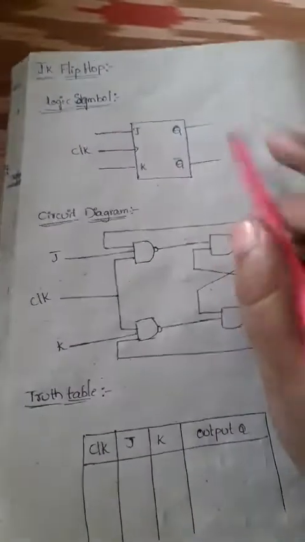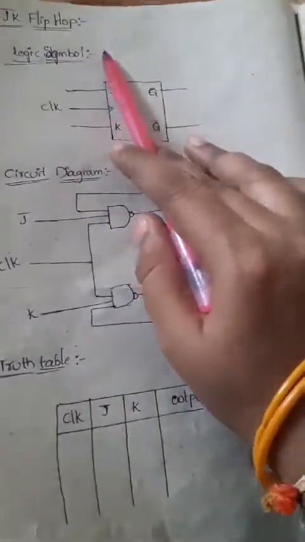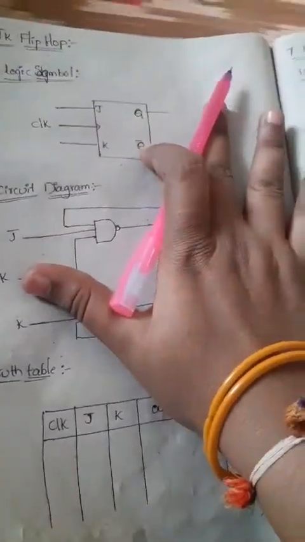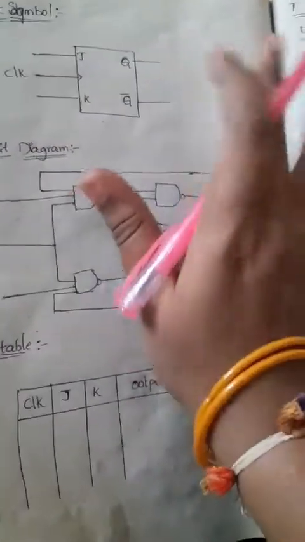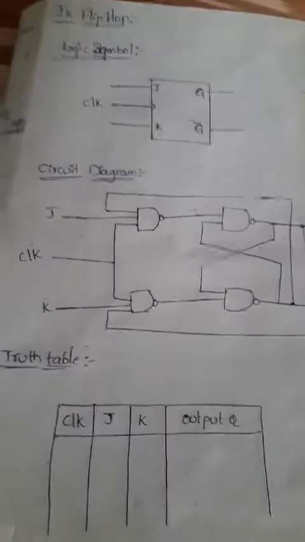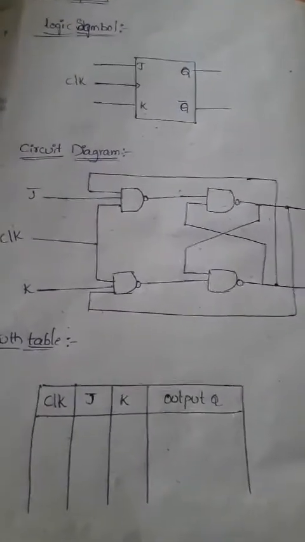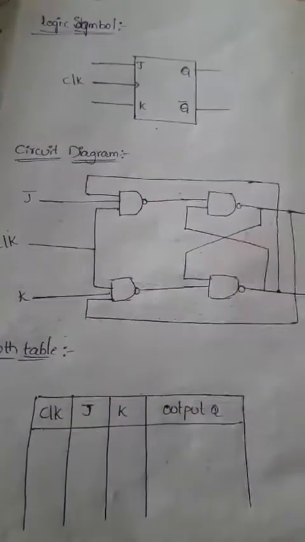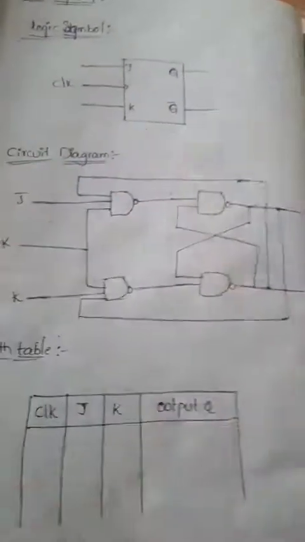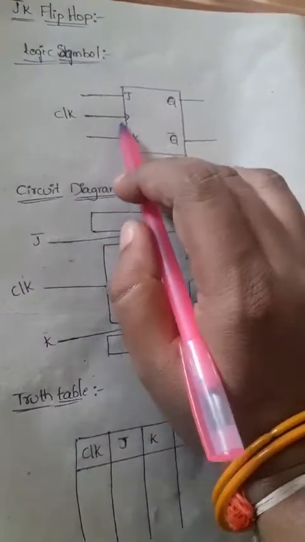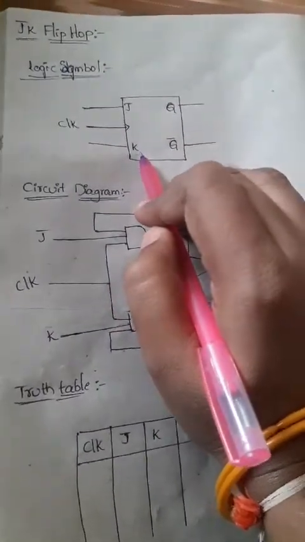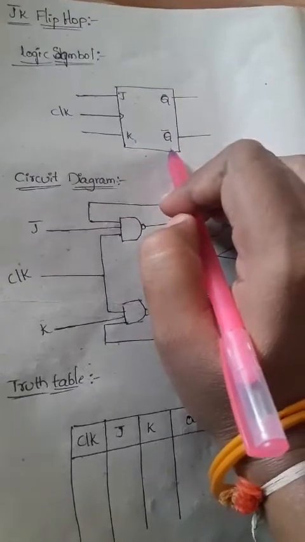So see here, JK flip-flop is also one of the modified circuits of the SR flip-flop, but 2 more connections are extra here. 2 more inputs we are connecting extra for this. Except for the 2 more connections, it is equal to the SR flip-flop only. So see here the logic symbol of JK flip-flop. It consists of 2 inputs J and K and the 2 outputs Q and Q complement.